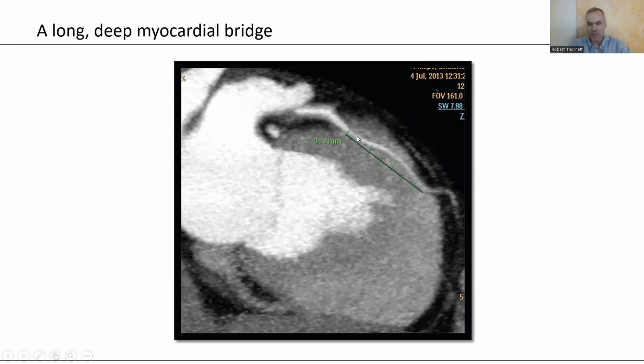Usually, they say 2 centimeters is kind of a rule of thumb at Stanford for minimum cutoff for surgery. But I don't think there should be any cutoff for surgery. In terms of length, what if it's half a centimeter but it's crushing the artery? Who cares? It's the effect that matters, not the length, because they can be very, very deep and short, as we're about to see as well.